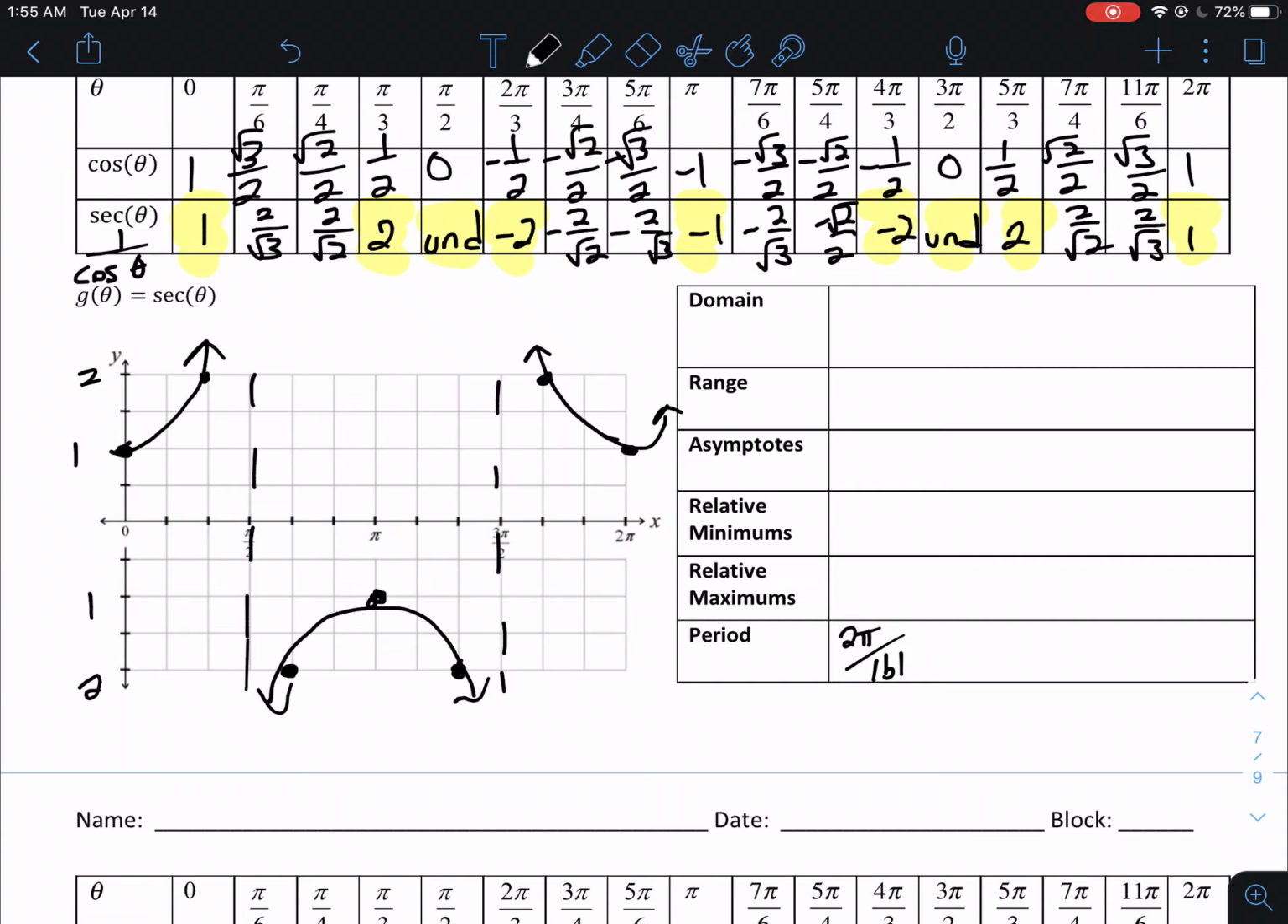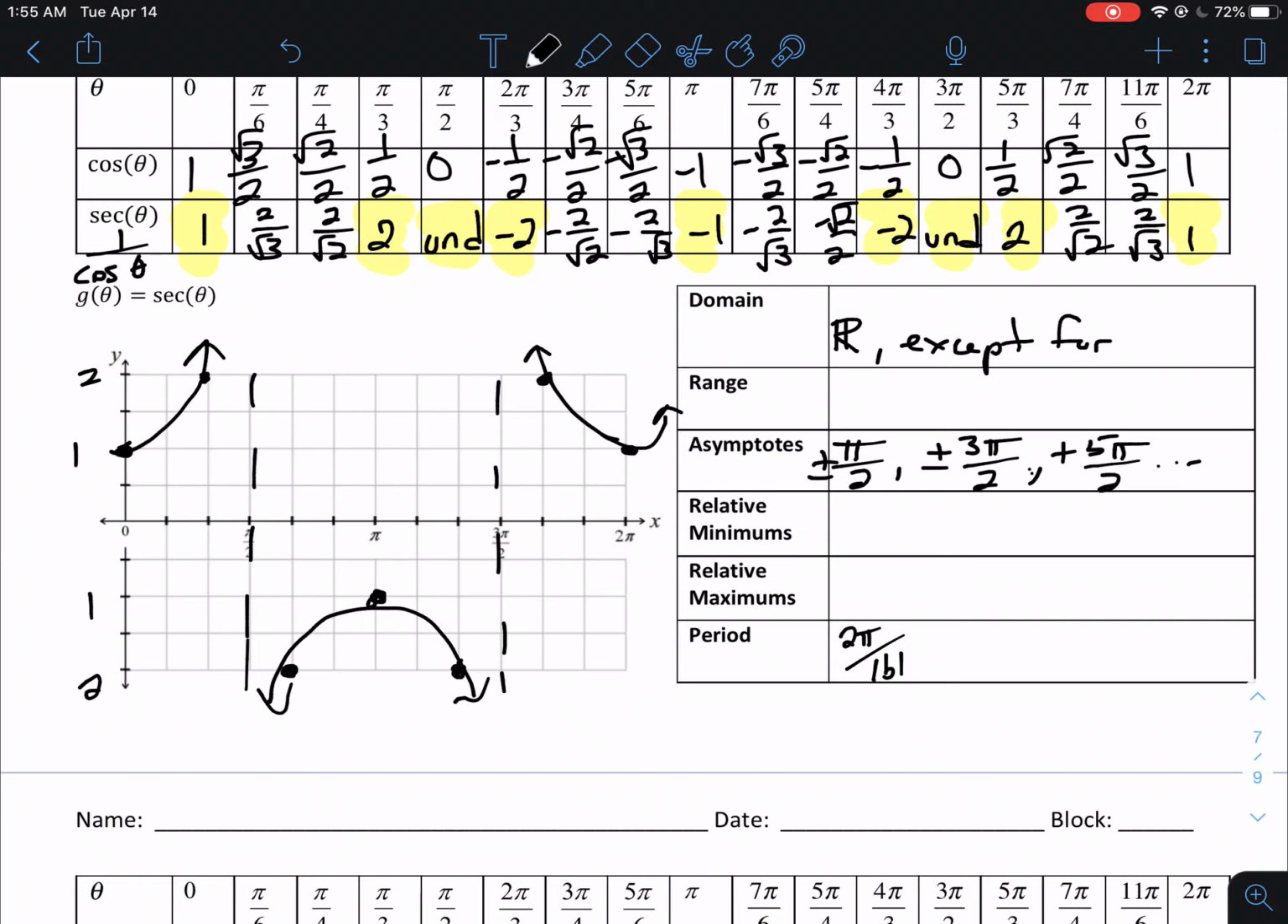So let's go through key features. Again, the domain is still going to be all real numbers, except for where your asymptotes are. And so for the asymptotes, let's maybe list those first. Those are going to be at pi over 2, so plus and minus pi over 2, plus and minus 3 pi over 2, plus and minus 5 pi over 2, and so on.